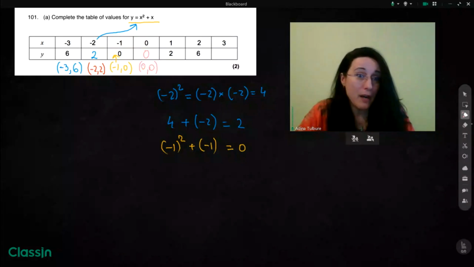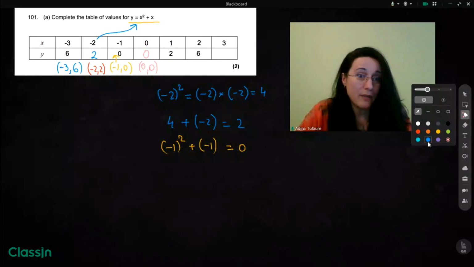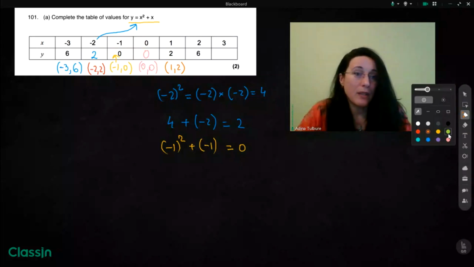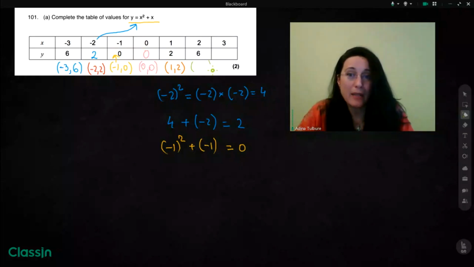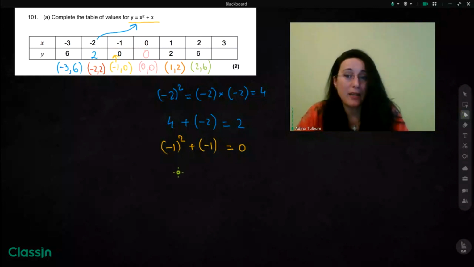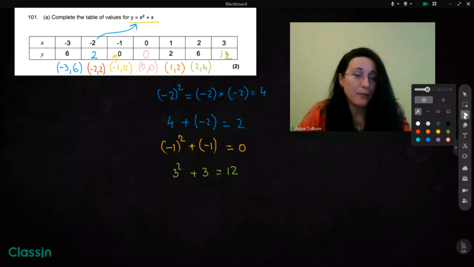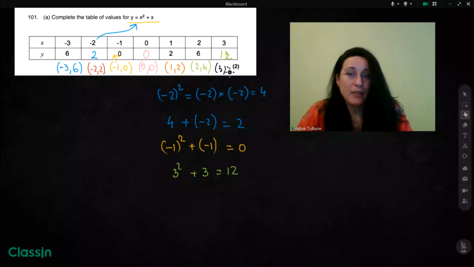Well, we've been given the other points on the graph. So let me write them down. 1 and 2. And then another one, which is 2 and 6. And the last one, which is 3. Let's calculate that one. So 3 squared plus 3. This is 9 plus 3, 12. So the last point will be 3, 12. Where did I put 3, 12? Great. 3, 12.